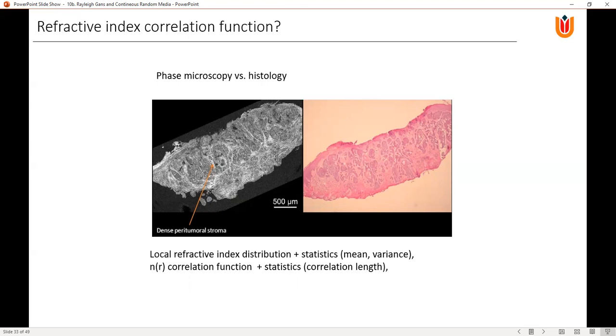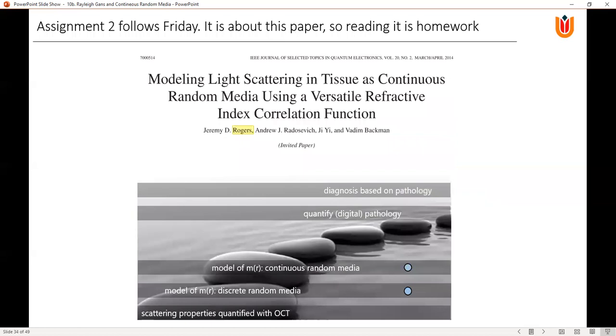So phase microscopy actually does measure the local refractive index at each point. So if you would take an image like that, you could just calculate the spatial statistics, like a correlation length and variance. So that could work.